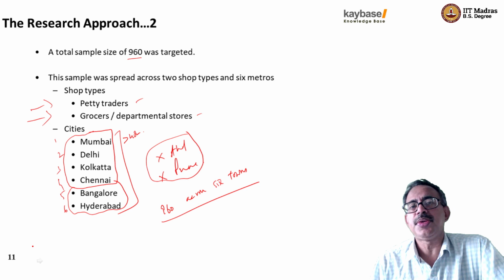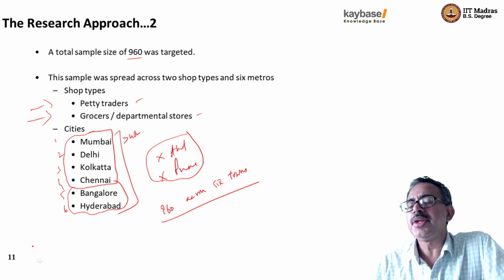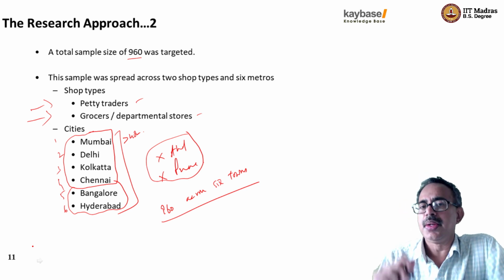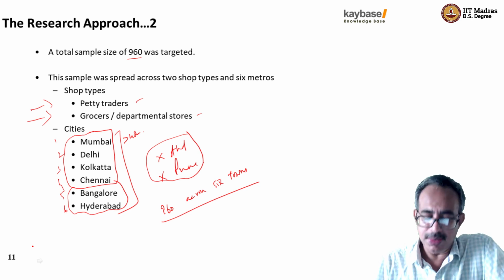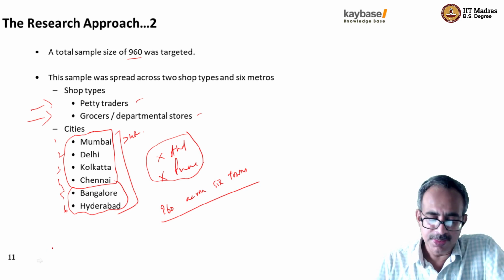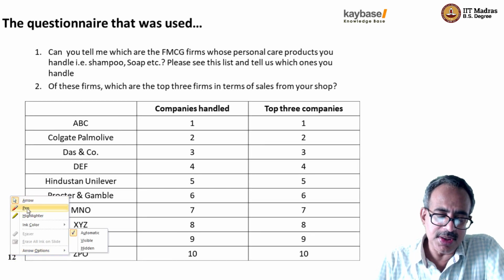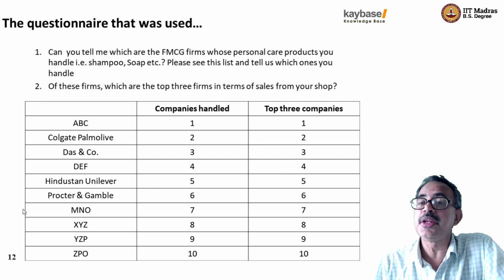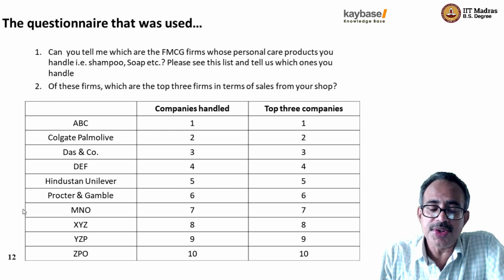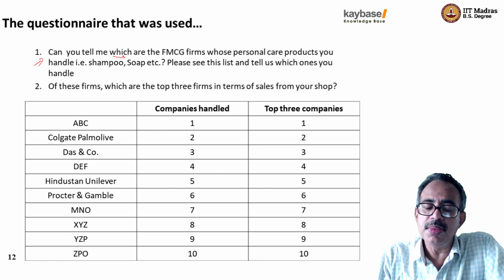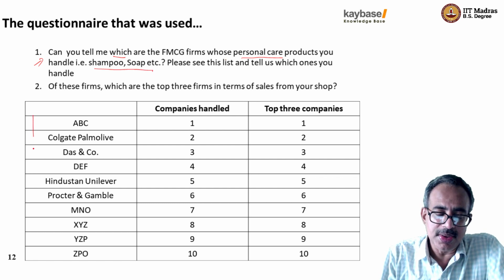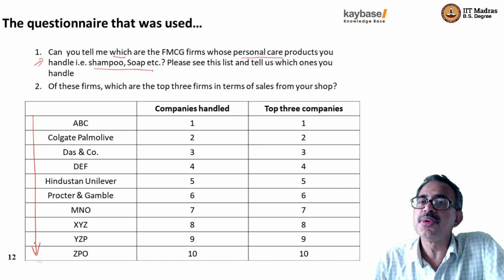We've already seen customer satisfaction questionnaire, extremely simple. We've already seen employee satisfaction questionnaire, extremely simple. A channel sat questionnaire is equally simple. It comes to the point quickly. To begin with, since we said all channel satisfaction studies are in the competitive context, we asked the shop person, can you please tell me which are the FMCG firms whose personal care products you handle, that is products like shampoo, soap, etc. Please see this list and tell me which ones you handle.